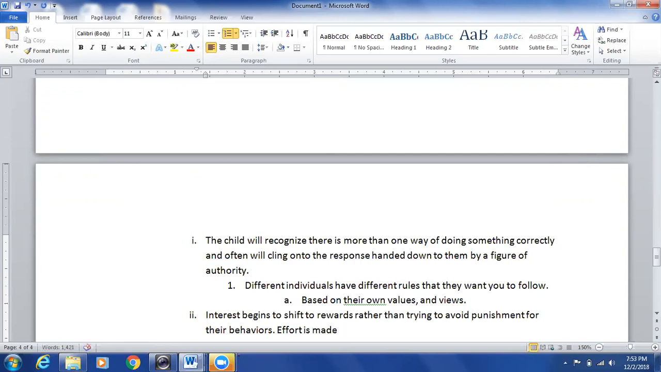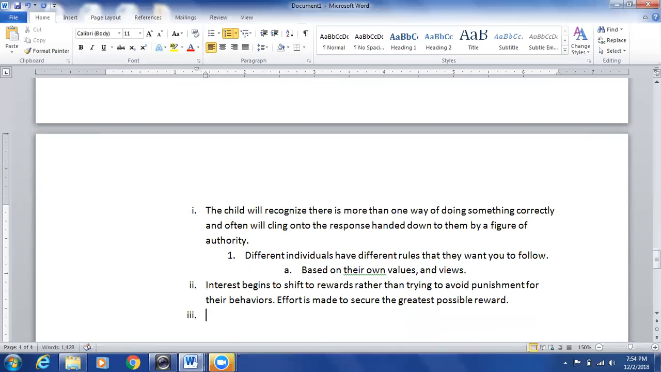So effort is made to secure the greatest possible reward. They start to think, oh wow, if I do this, I can get this, and then this, and then this. And because of that, they will begin to conform their rules and principles to benefit themselves.